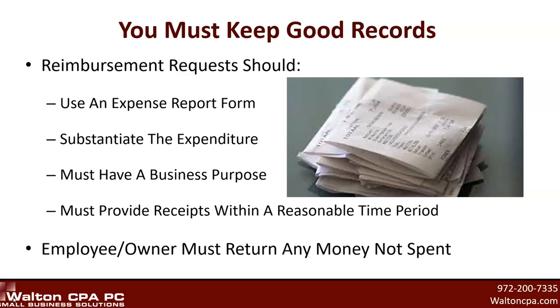When you're running an accountable plan program, it's all about getting good records and having the documentation. So we want you to use an expense reimbursement form. It's just a cover sheet that your employees, or whoever needs to get reimbursed, would use to summarize the type of business expenditures they have incurred. We want them to be able to substantiate their expenditure, and we're going to talk about that in just a little bit. They're going to have to demonstrate that there's a business purpose, and they're going to have to provide receipts within a reasonable time period.